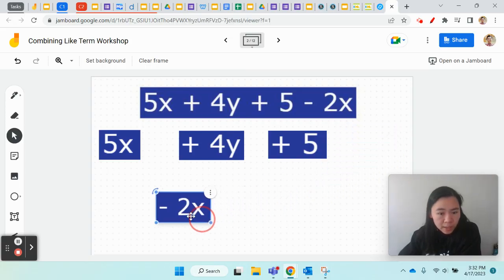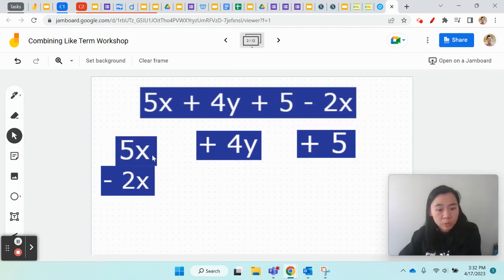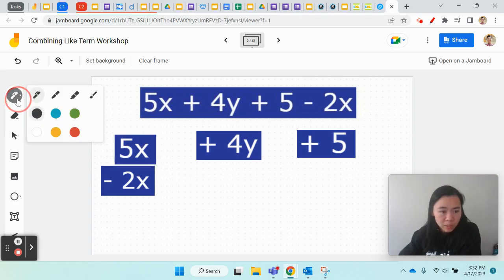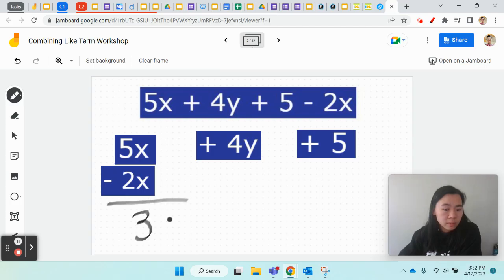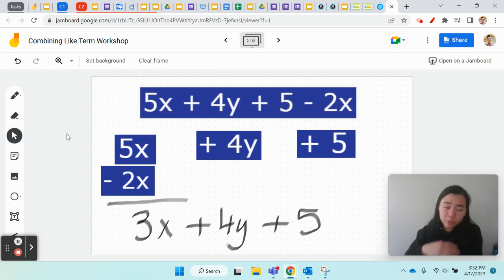Now this negative 2x I can combine with this 5x because it belongs to the same family of variables raised to the same exponent. In this case, it's just an x. So when I combine like terms to make things easier to understand, 5x minus 2x becomes 3x, plus 4y. There's nothing I can combine with the 4y, so I'm just going to leave it alone, keep it the same, plus 5. We weren't able to simplify this expression very much, but we were able to go from 4 terms to 3. And overall, that's going to be less work later.